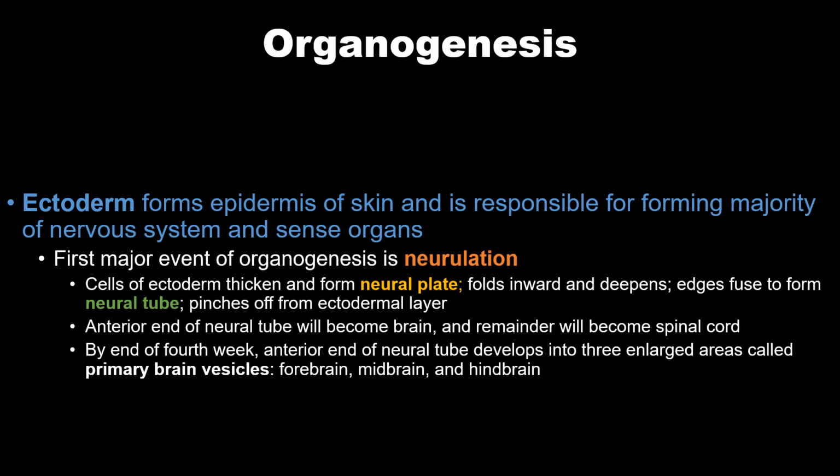You have some cells in the ectoderm that thicken and form a neural plate, which folds inward and deepens. The edges fuse and form what is called a neural tube, which will pinch off from the ectodermal layer, and the anterior end of this neural tube will become the brain. The remainder becomes the spinal cord. By the end of the 4th week, the anterior end of the neural tube begins to develop into those 3 primary brain vesicles: the forebrain, midbrain, and hindbrain.